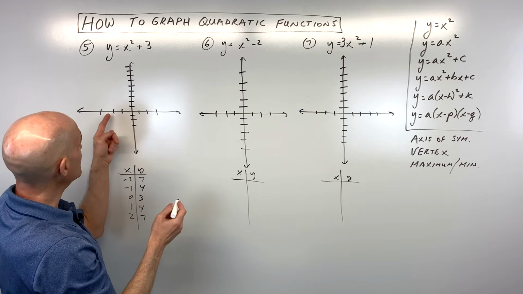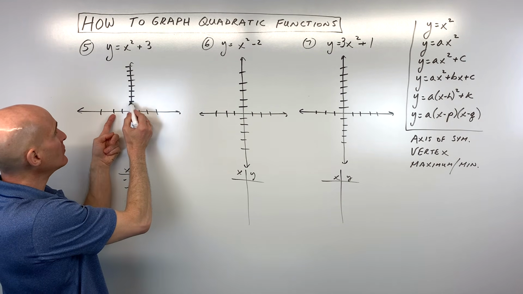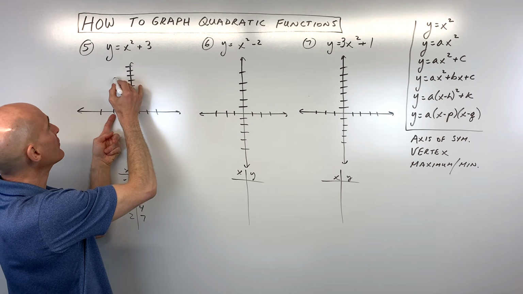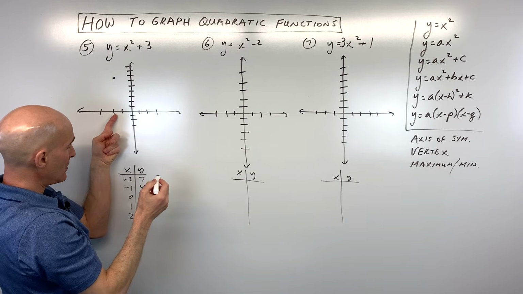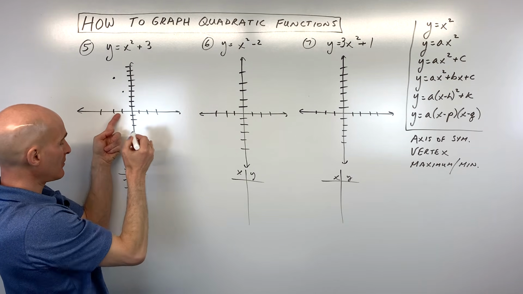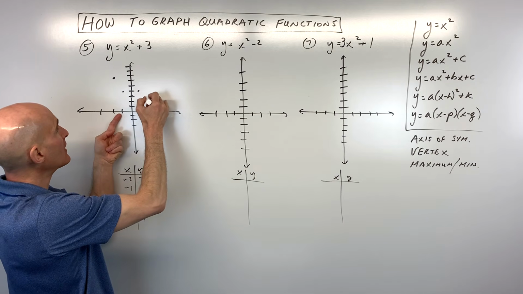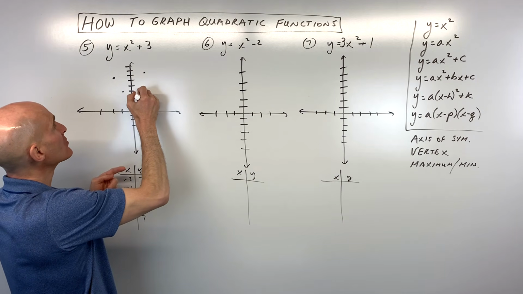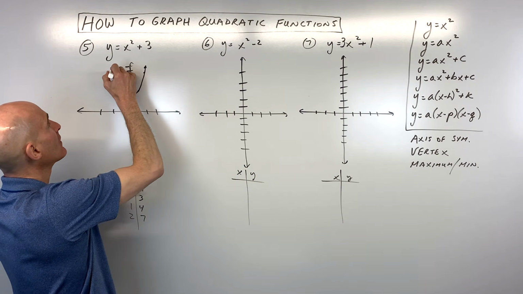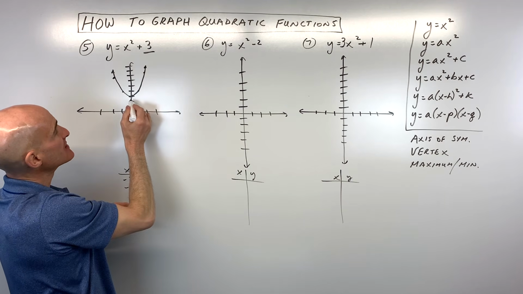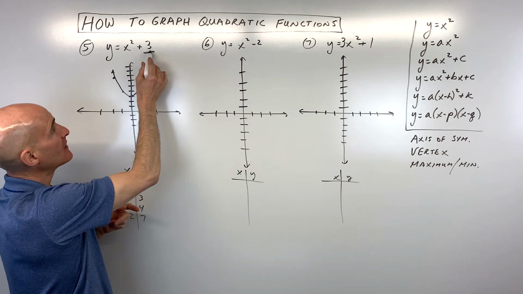Let's go ahead and plot these. We've got -2, 7. 1, 2, 3, 4, 5, 6, 7, right about there. -1, 4, right about there. 0, 3, 1, 4, and 2, 7. So there's our graph. And notice this 3, see how it crosses the y-axis right at 3?